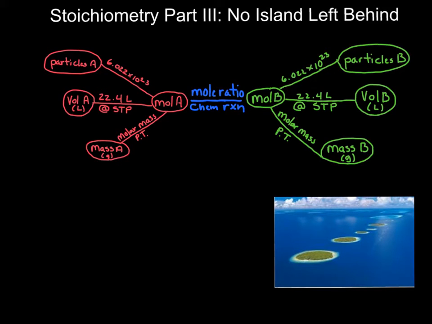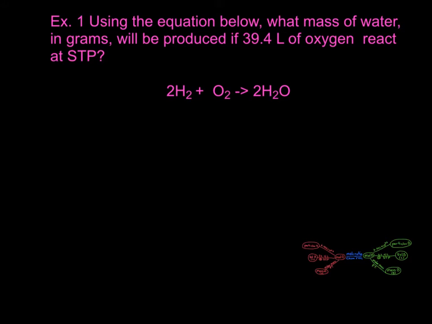All right, this is part 3 of our stoichiometry lecture series. Today we're going to look at how we can island hop between any unit given. So if we're given particles of one chemical, we can get to particles or liters or grams of another chemical. It's just simply another conversion factor. Just like in the other lectures, please take a second and copy down this entire example, including the equation.